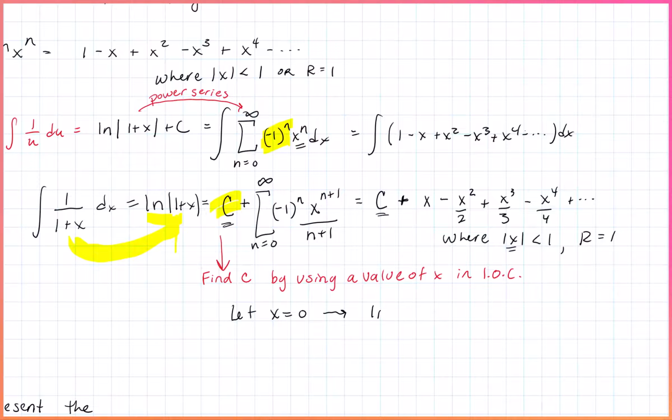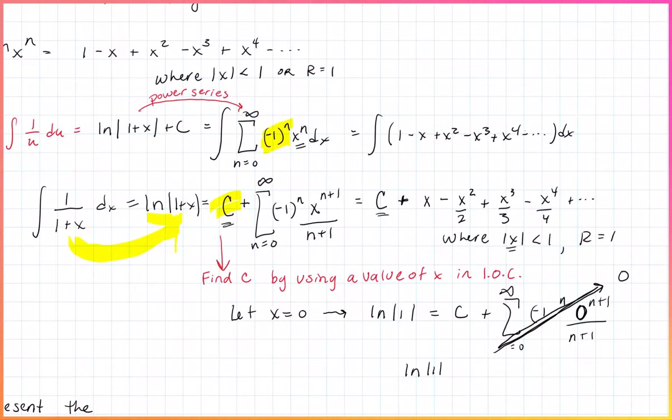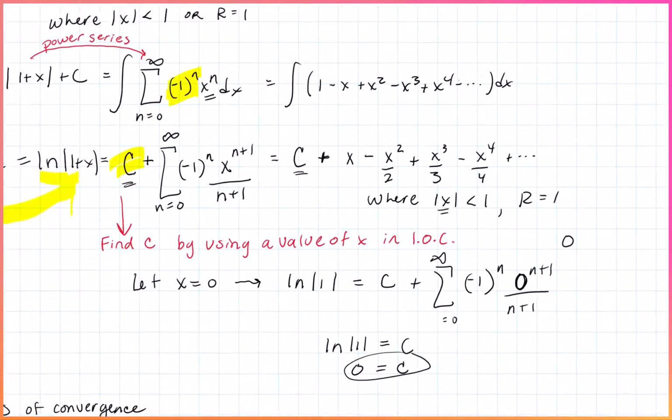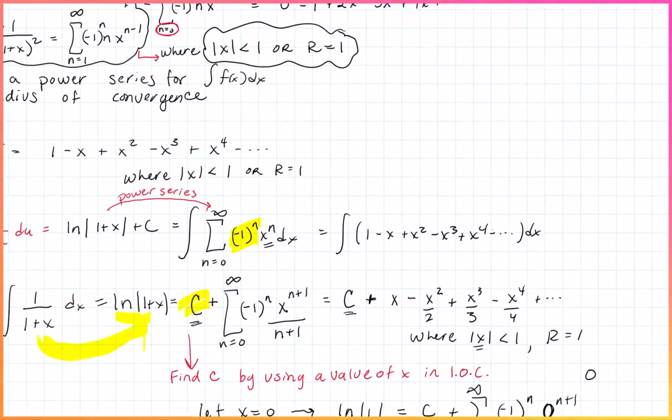If x equals 0, then the natural log of 1 is going to be equal to c plus the series from n equals 0 to infinity of negative 1 to the n, x to the n plus 1 over n plus 1. But we plugged in 0 for x. So when we plug in 0 for x, 0 to the n plus 1, this whole series goes to 0, and we find that the natural log of the absolute value of 1 equals that integration constant, which is, of course, 0. And so our integration constant is 0.